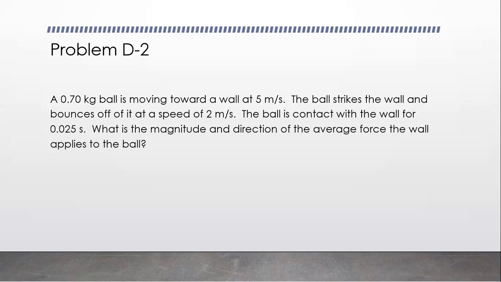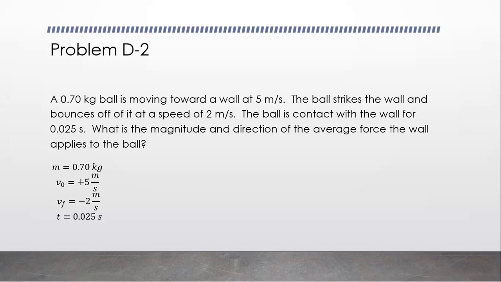So the second problem that I want to do is more of a straight up impulse momentum problem. So I have a 0.7 kilogram ball moving toward a wall at 5 meters per second. The ball hits the wall and bounces off of it with a speed of 2 meters per second. It tells me how long the ball is in contact with the wall, and I want to know what is the magnitude and direction of the average force the wall applies to the ball.